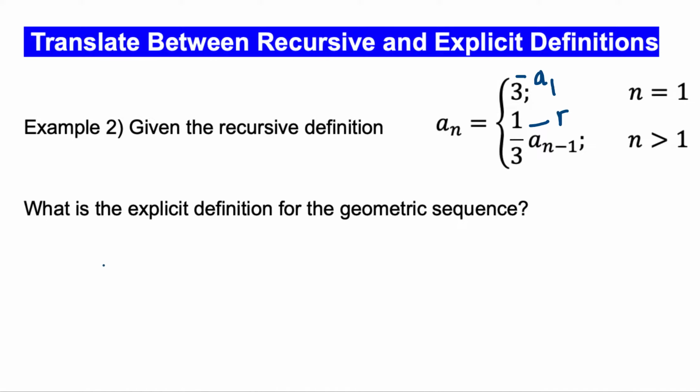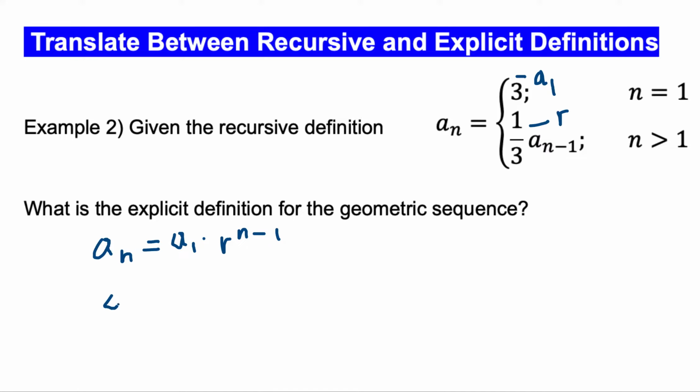And now we can translate into the explicit definition for the geometric sequences. The explicit formula for the geometric sequences is an is equal to a sub 1, times r in exponent n minus 1.